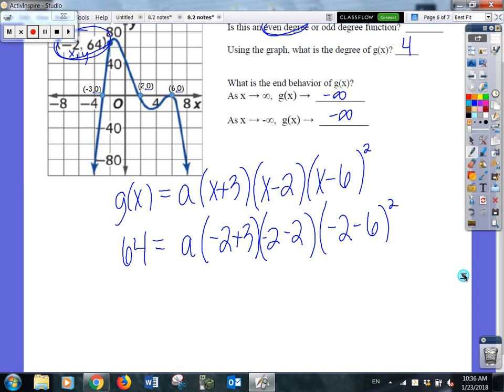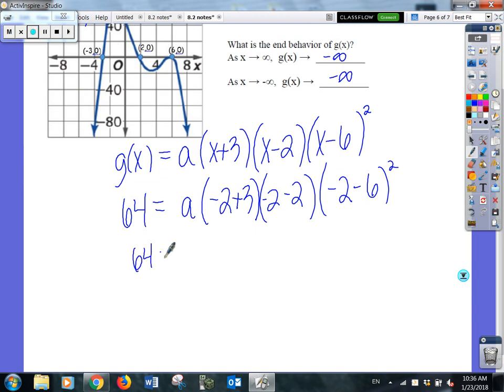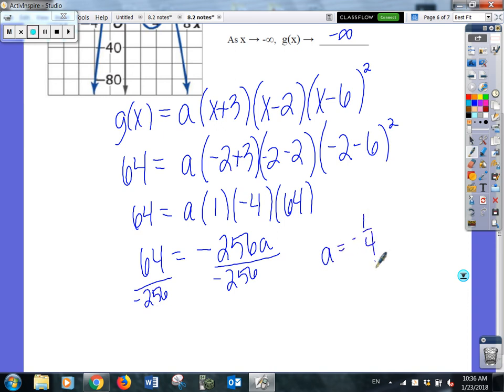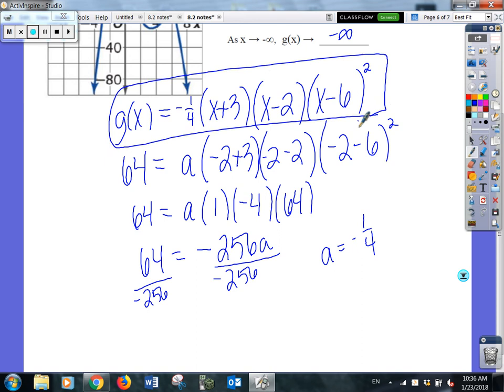And so now we just solve for a. So it's a very simple adding and multiplying problem. So we have a times 1 times negative 4. Negative 8 squared is positive 64. So we get 64 equals negative 256a. Divide by negative 256 on both sides. And a is equal to negative 1/4. So now you just replace a with negative 1/4. And there is your answer.